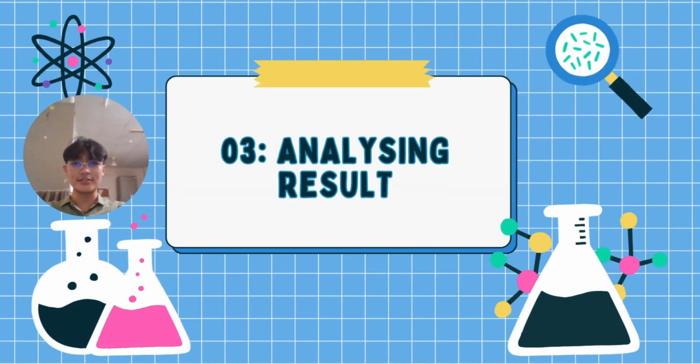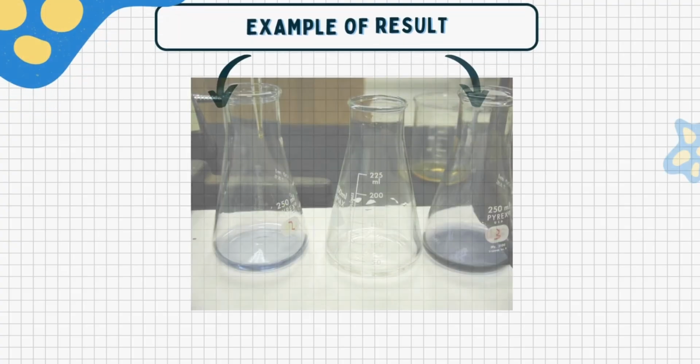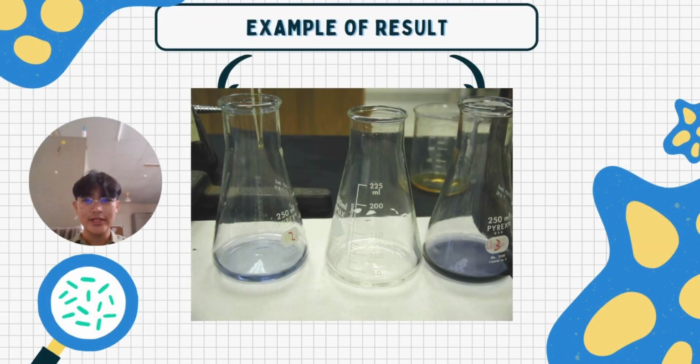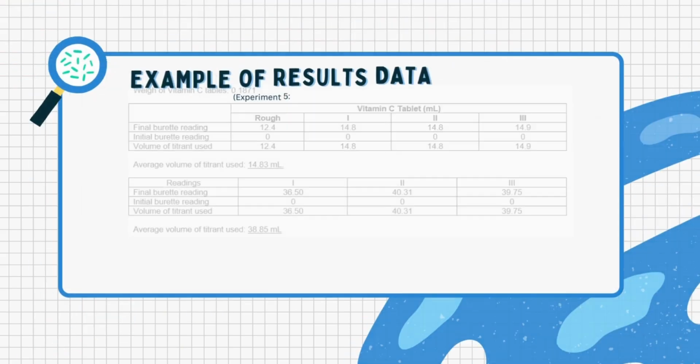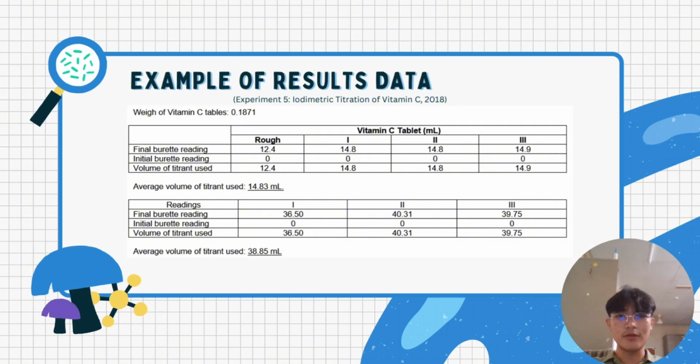Now we will analyze the result. Now we will talk about the example of our result. This is the endpoint for our titration. The color will change from colorless to light blue. For the result data, our weight of vitamin C tablet is 0.1871 gram, and the amount of titrant for vitamin C that we use is 14.83 milliliter, and the standardization of the iodine solution is 38.85 milliliter.